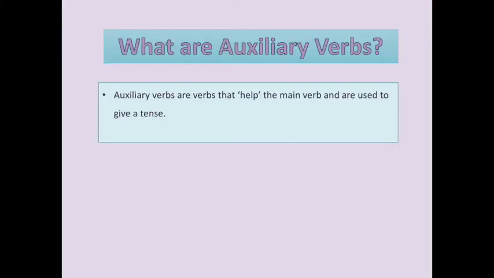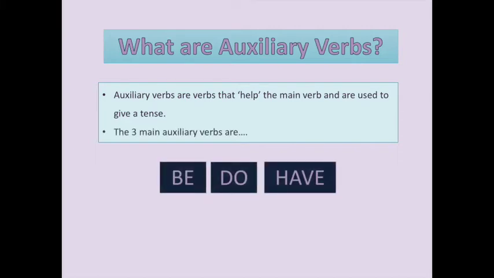Do you remember what auxiliary verbs are? Auxiliary verbs are verbs that help the main verb and are used to give a tense to the sentence. The 3 main auxiliary verbs are be, do, and have.